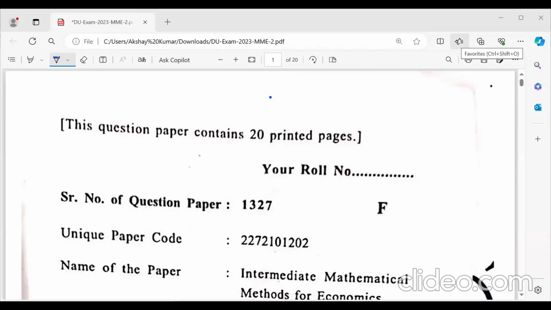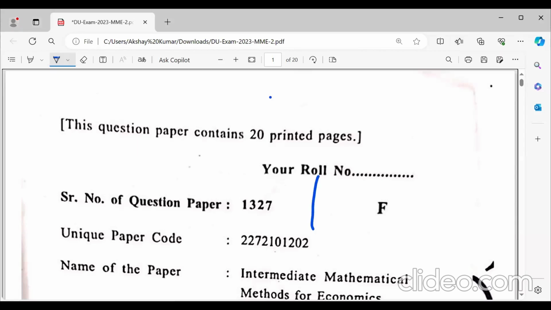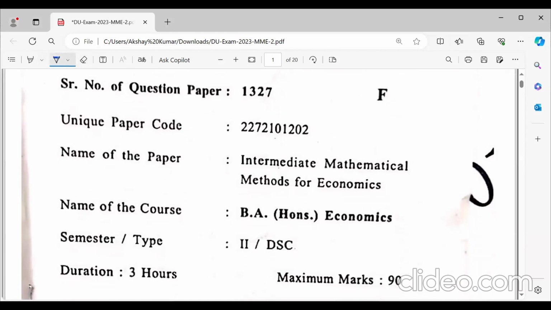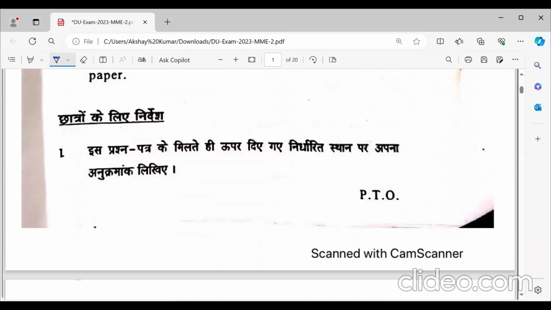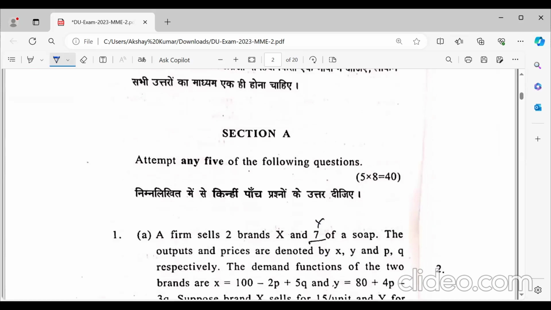I hope all students who are attending this lecture can see the question paper on their screens. So this is the paper which has come up for the mathematical methods for economics at intermediate level. Students can see the name of the paper, which is Intermediate Mathematical Methods for Economics, which I also call MME2. And the name of the course is BA Honors Economics at Delhi University. So let's quickly start with the discussion of the first problem.